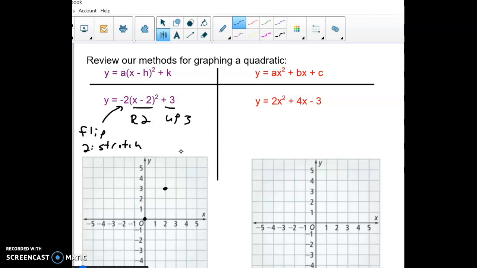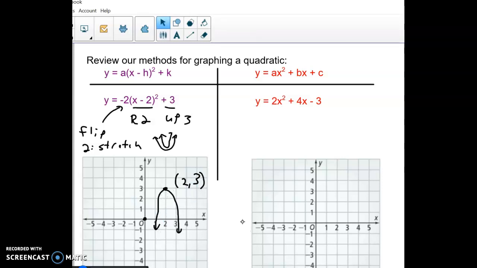Okay, and this is a vertical stretch. What I mean by stretch is, if the normal one looks like that, a stretched version looks like that. It goes up faster than it did before. So when I draw this parabola, I'm going to draw it upside down and stretched. Because of the negative 2, I'm going to start at my vertex point of 2, 3, but then I'm going to be upside down and stretched.